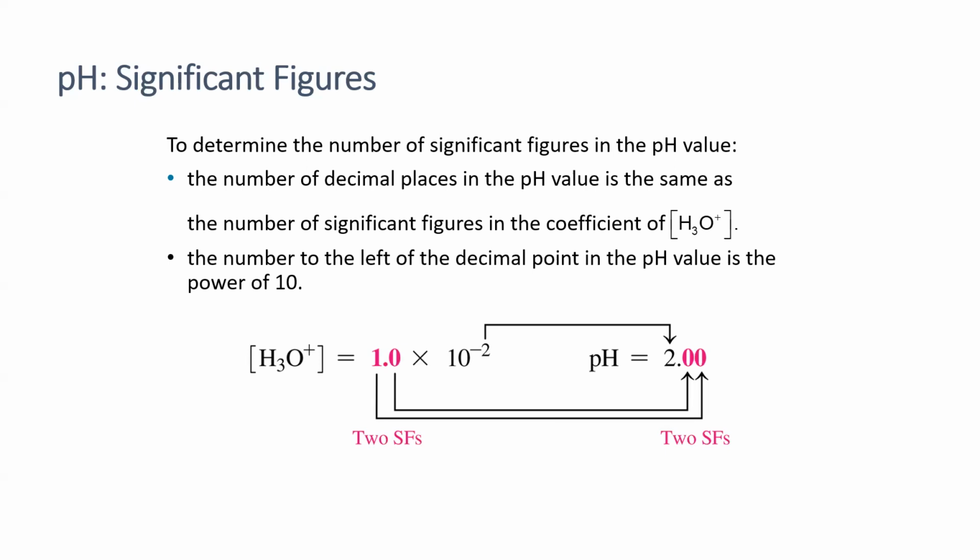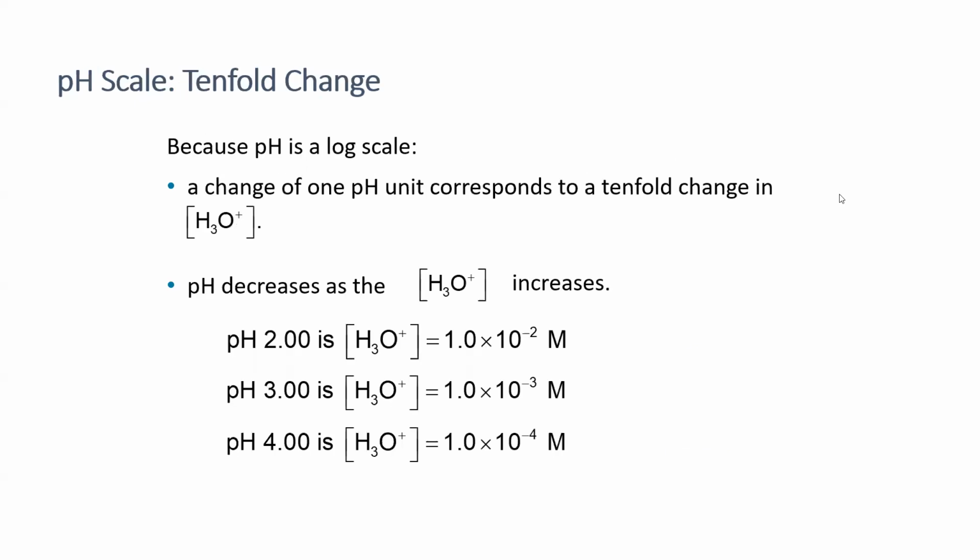And then it's important to note that we can also reverse that. So later we'll talk about, given the pH value, going back to the concentration of hydronium ion. So for example, if you're given a pH of 2.00, you need to report your concentration of hydronium ion to only 2 significant figures because of the 2 places after the decimal in the pH value. We'll do some calculation practice later to make sure that we practice that skill.